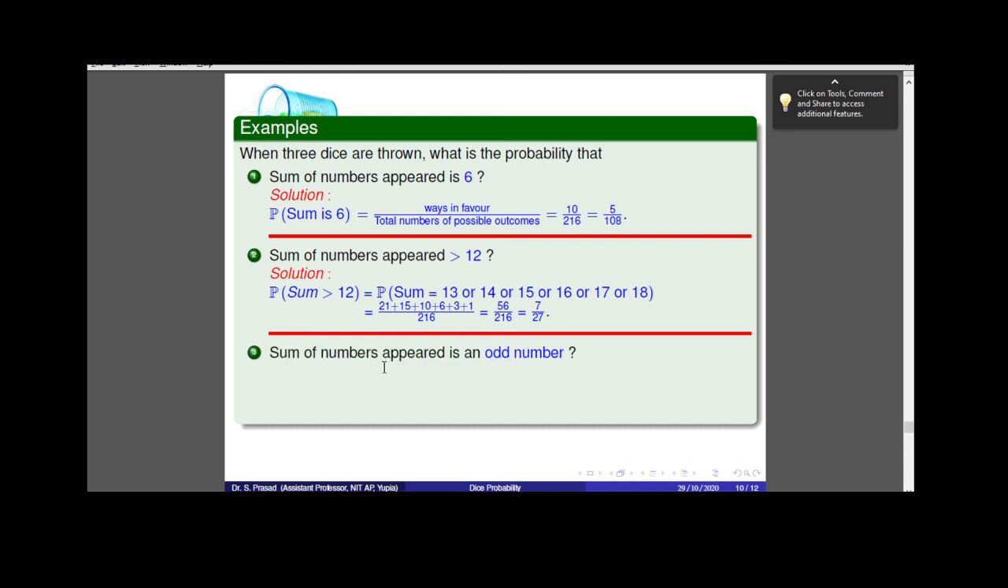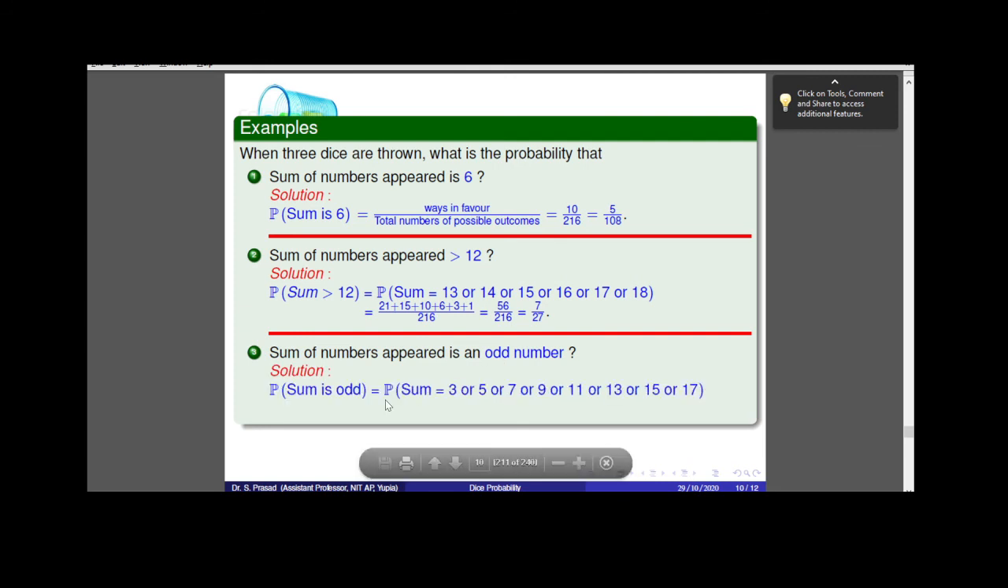And now the next is the sum of the numbers appearing is an odd number. Here we write the sum is odd. Then the sum is equal to 3 or 5 or 7 or 9 or 11 or 13 or 15 or 17. Now 3 occurs 1 time, 5 occurs 6 times, 7 occurs 15 times, 9 occurs 25 times, 11 occurs 27 times, 13 occurs 21 times, 15 occurs 10 times, and 17 occurs 3 times. These come from the figure of the sum of the 3 dice, and after adding we get 1 by 2. Similarly, we find the sum of the numbers appearing is even, and we get the same result, 1 by 2.